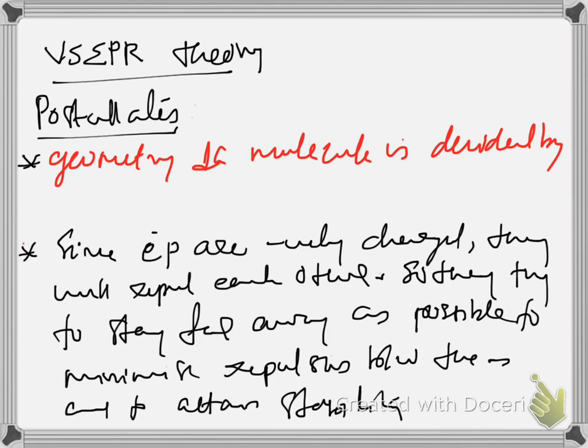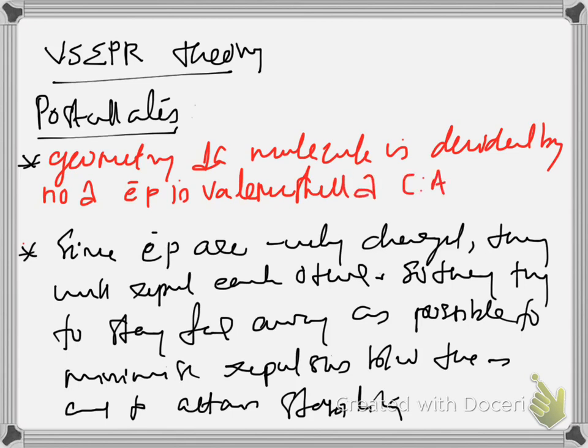Geometry of a molecule is decided by the number of electron pairs in the valence shell of the central atom. Not all the atoms; you have to look into the central atom and count how many electron pairs are there in its valence shell. Depending on that number, we can predict the geometry of the molecule. That is the first postulate.